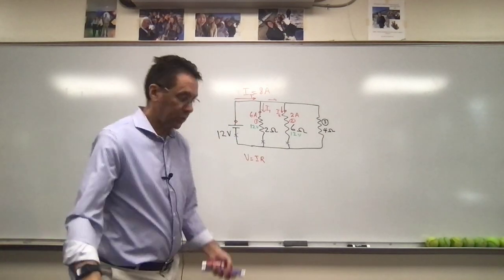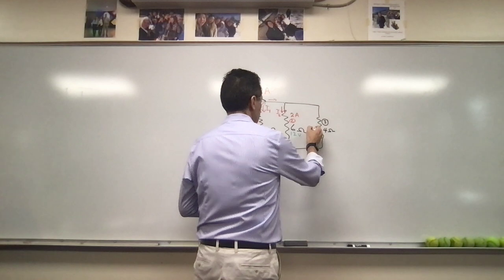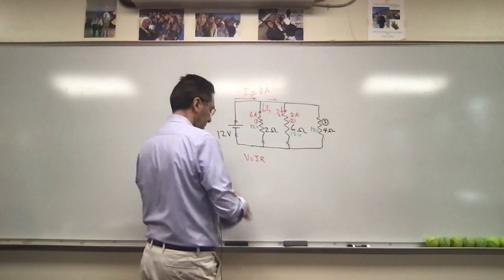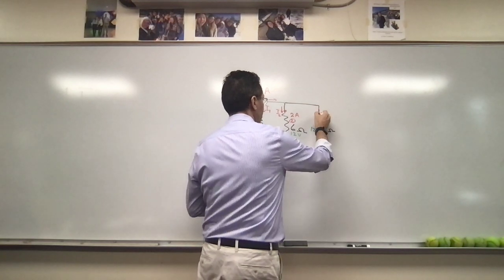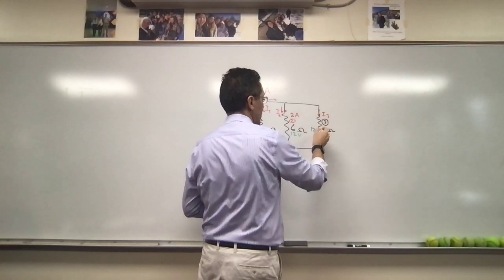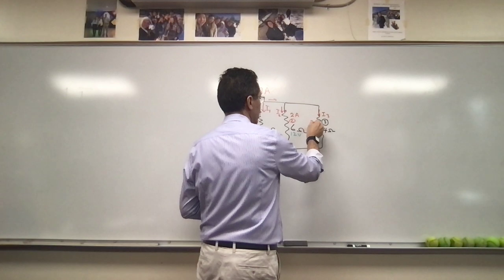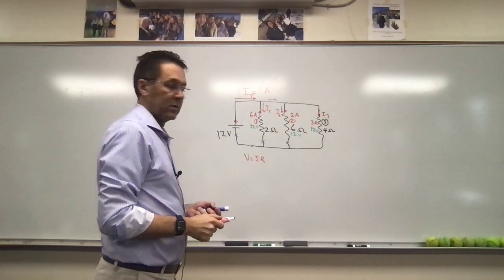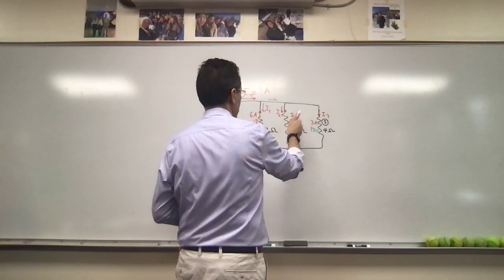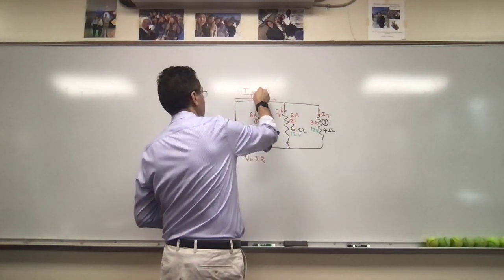Oops. So the voltage is still 12 volts. Well, 12 divided by 4 should give me my current through resistor 3, which is what? 12 divided by 4 is 3 amps. Well, my total current is no longer 8. It's 6 plus 2 plus 3, which is 11.